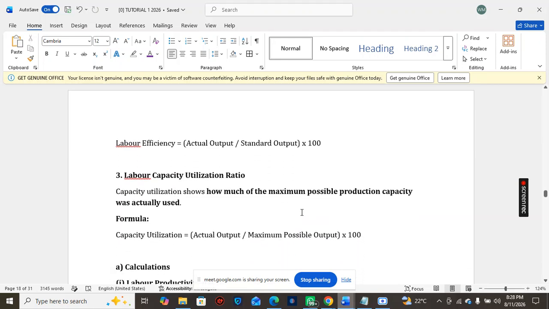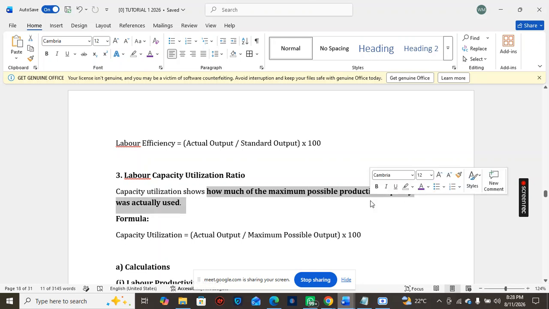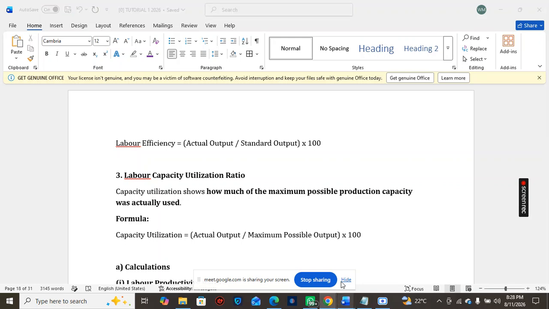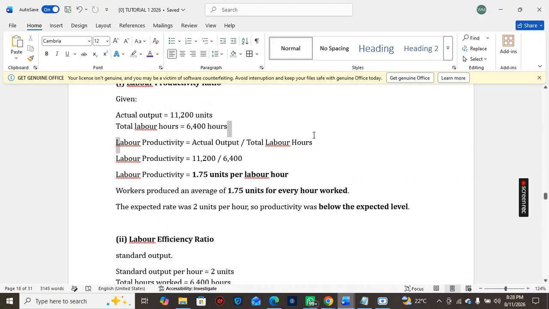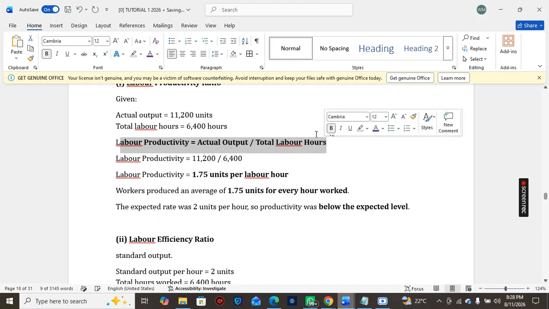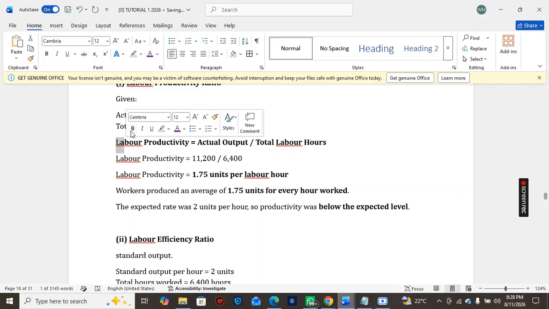And then labor capacity utilization ratio: how much of the maximum possible production capacity was actually used? We're going to tabulate each of these and interpret their meanings, because part B asks us to explain the meaning of the ratios. So we start with the labor productivity ratio. This is the formula: the actual output, how much was produced, and the total labor hours, because we're finding the output per hour for each worker.